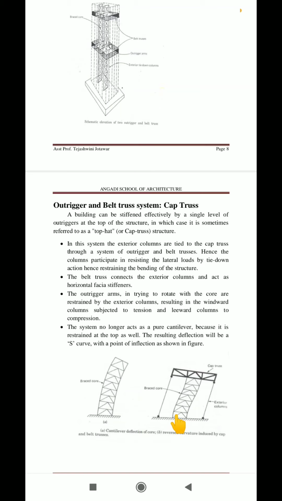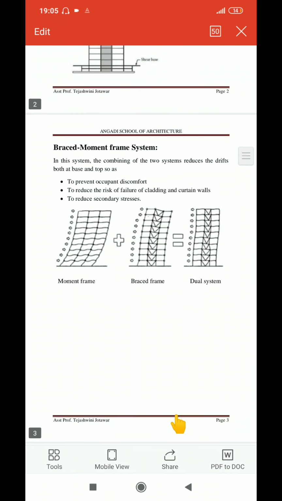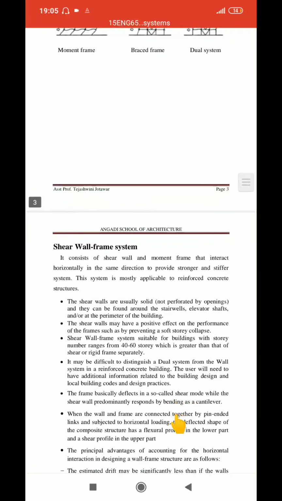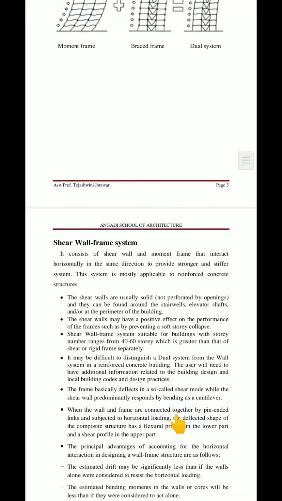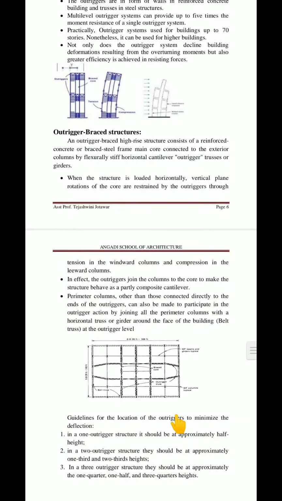So these are a few of the dual systems. Apart from this, we may also have a tube structure combined with an outrigger system, a bundled tube combined with a belt truss system. So like that we have different dual systems, but the main two types are the braced moment frame system and the shear wall system. So remember all these types and their arrangement, especially in a structural form.